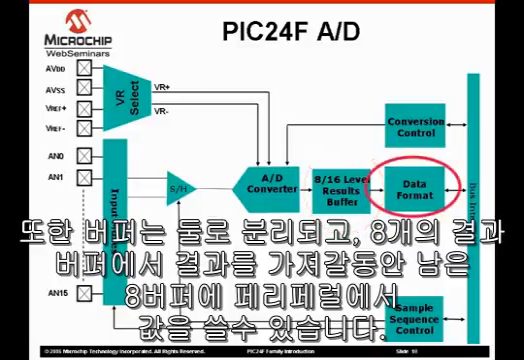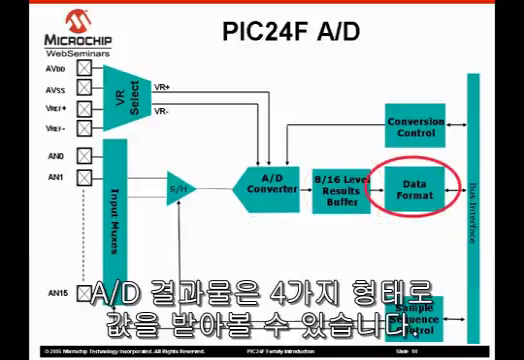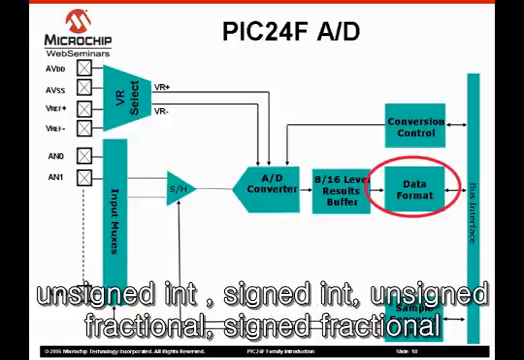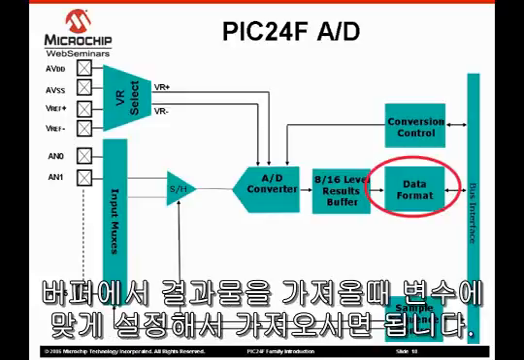Data conversion results can be stored in 4 different formats: unsigned integer, signed integer, unsigned fractional, or signed fractional. This allows the programmer to have the A to D results stored in the format assigned to the variables being used.